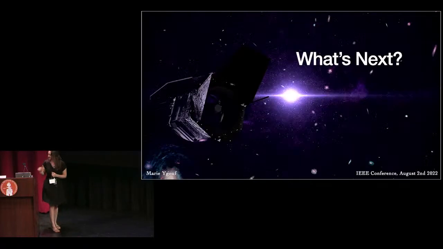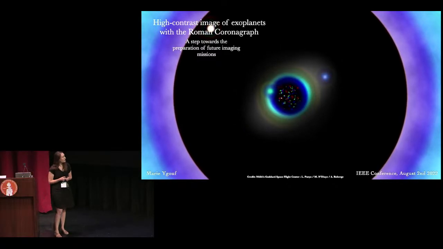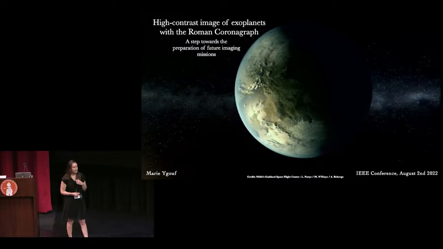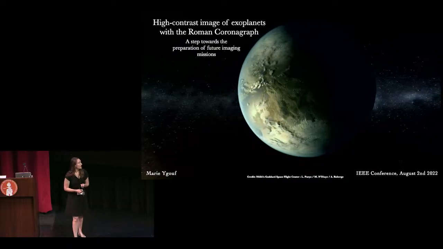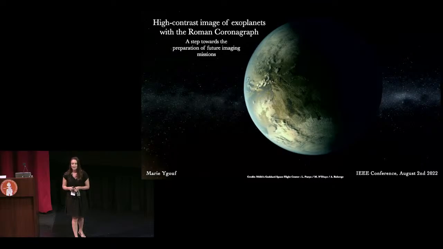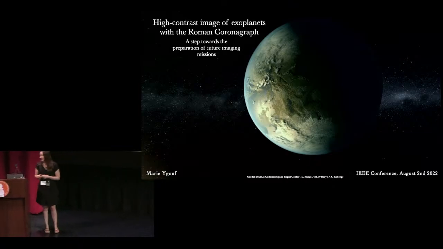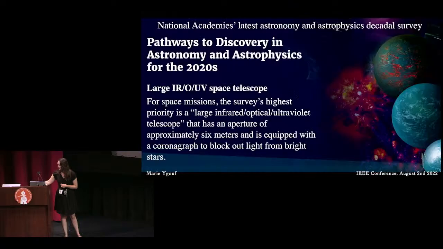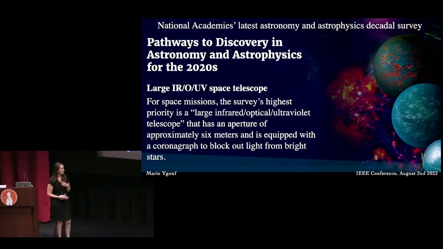So what's next? The Roman coronagraph is really the step forward, the future high contrast imaging instrument in space that will observe terrestrial planets in the habitable zone of their star. Those kinds of instruments raise a lot of other challenges because we're going to have to go an order of magnitude higher or better than what we are able to do with Roman right now. And it's going to raise a lot of different challenges because of this very high contrast.